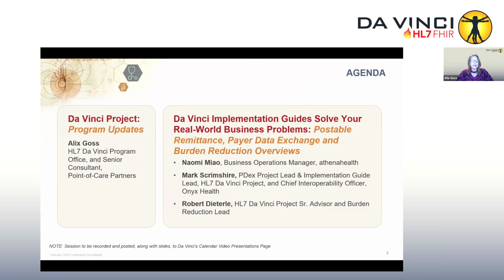Today's session contains 3 presentations from Da Vinci leaders. First, we'll introduce the newest use case, focusing on postable remittance advice. We'll then pivot from our newest use case to share an overview of several implementation guides recommended in the CMS 0057 Interoperability and Prior Authorization Final Rule. This includes payer data exchange and burden reductions, coverage requirements discovery, documentation templates and rules, and prior authorization support.